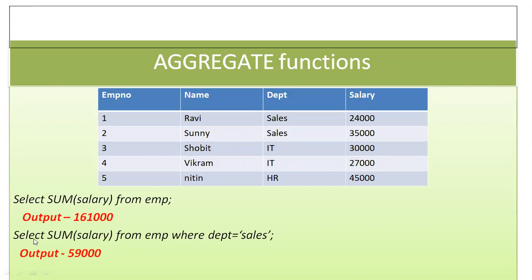Second example, see here: SELECT SUM(salary) FROM employee WHERE department equals sales. What does it do? It means only the sales department salary will be calculated. With the WHERE clause, you can make a condition on any department: WHERE department equals sales, WHERE department equals IT, WHERE department equals HR. So it will calculate only those records which match the given condition.